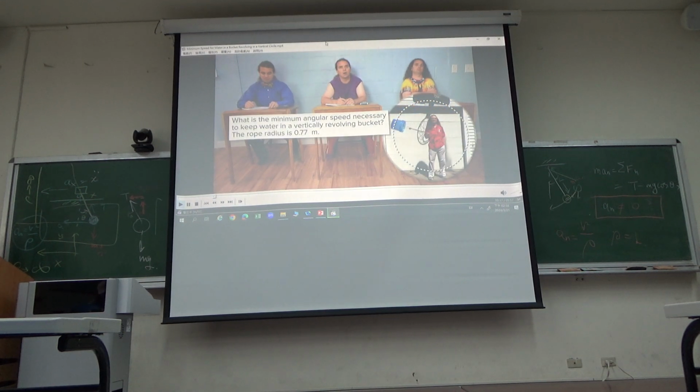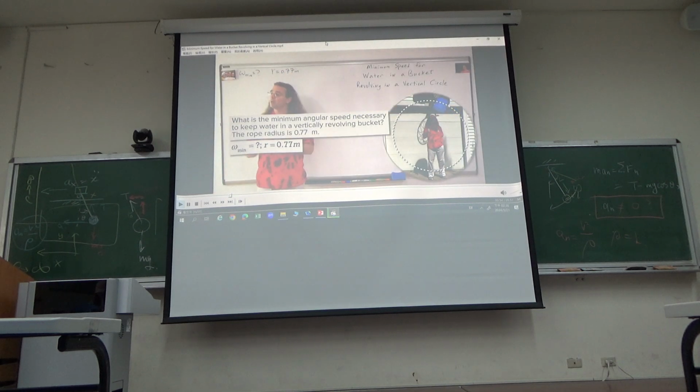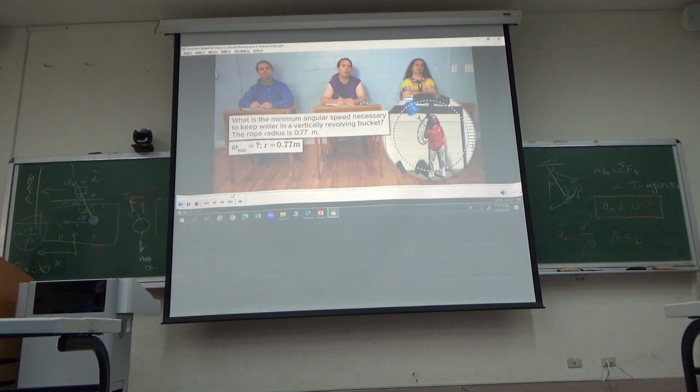What is the minimum angular speed necessary to keep water in a vertically revolving bucket? The rope radius is 0.77 meters. Minimum angular speed equals question mark, and radius equals 0.77 meters. Bo, please solve the problem.